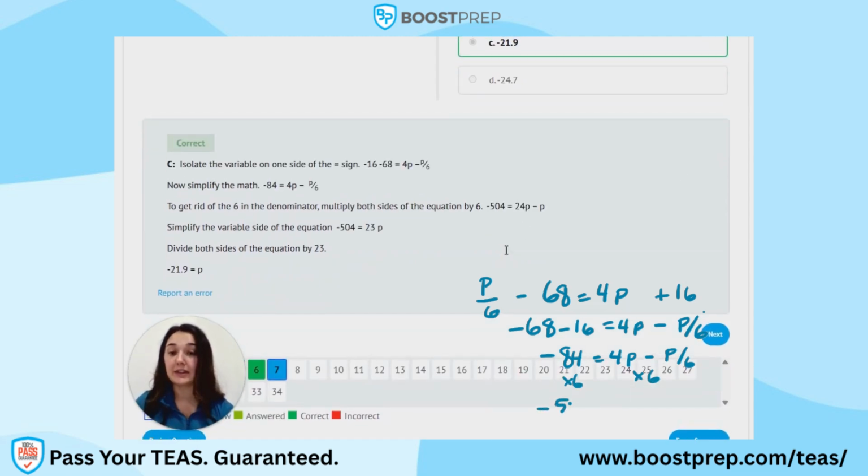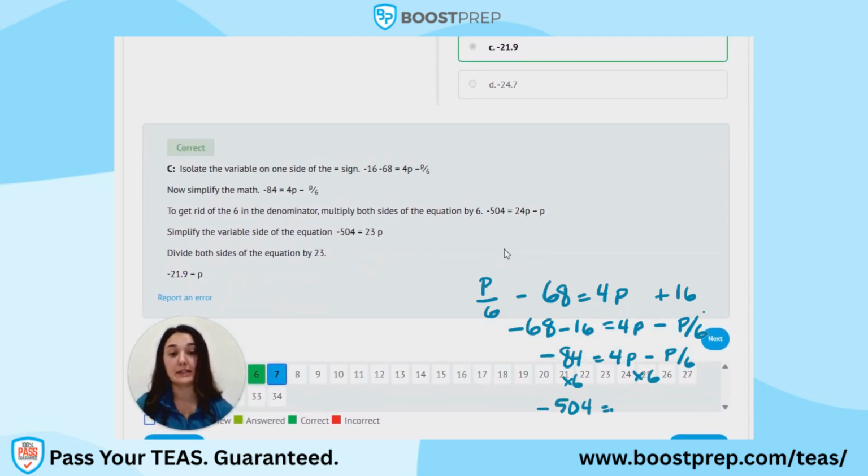To get rid of the 6 in the denominator, you multiply both sides of the equation by 6. So that gives you negative 504 equals 24P minus P.